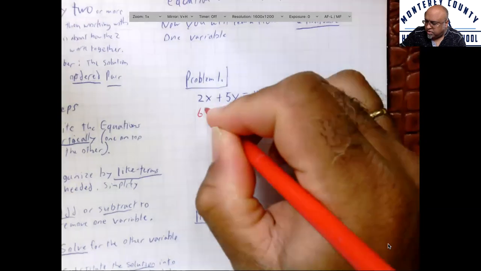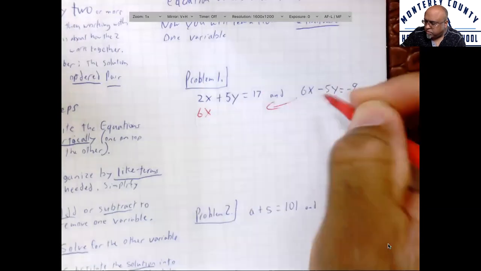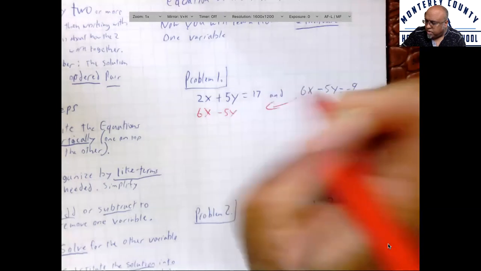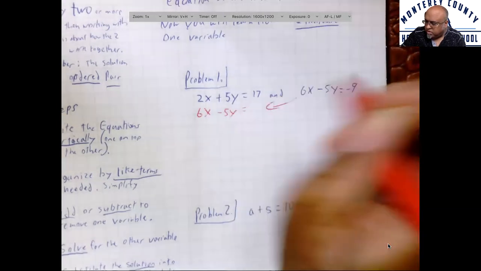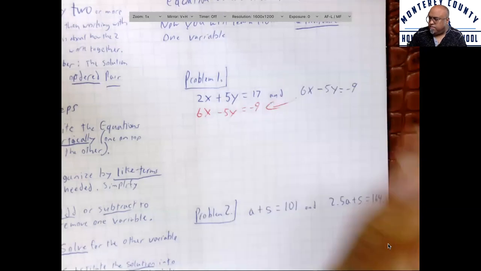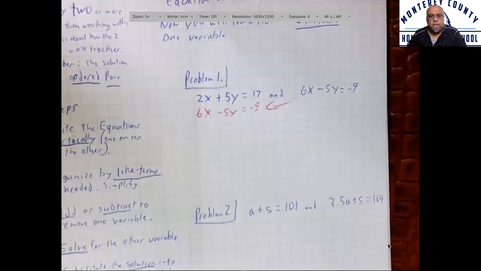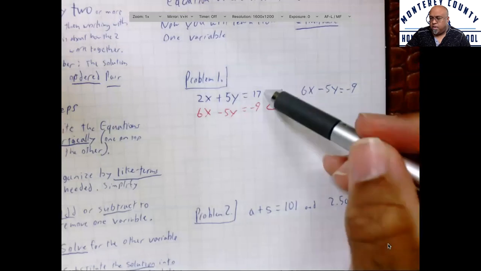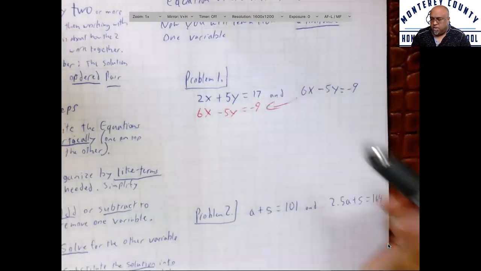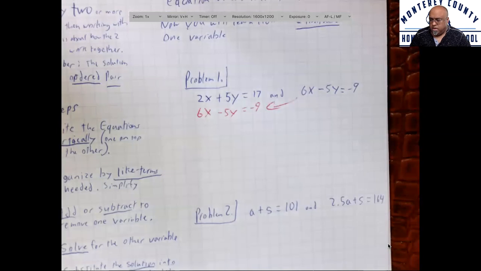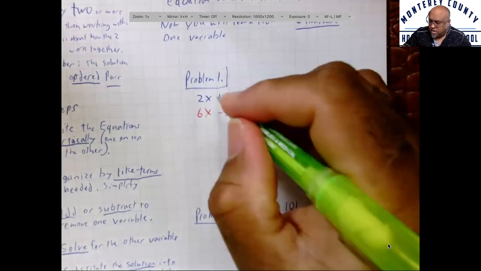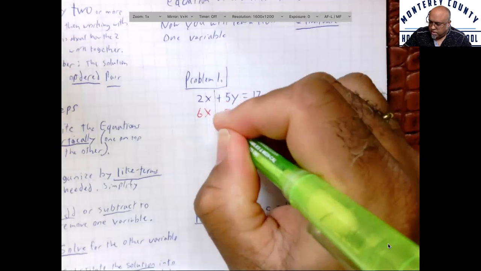So I have 6x minus 5y is equal to -9. Now I have done step one. I made them vertical. I put one problem on top, one problem below. Now I must organize them by like terms. Fortunately, they're organized by like terms already. I have 2x and 6x.